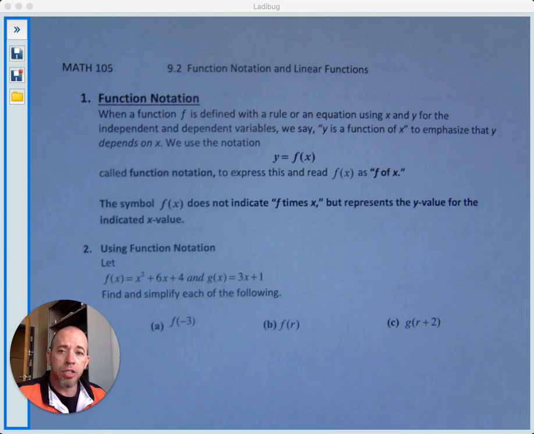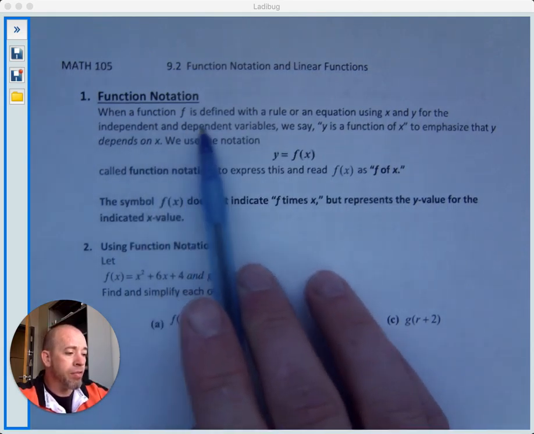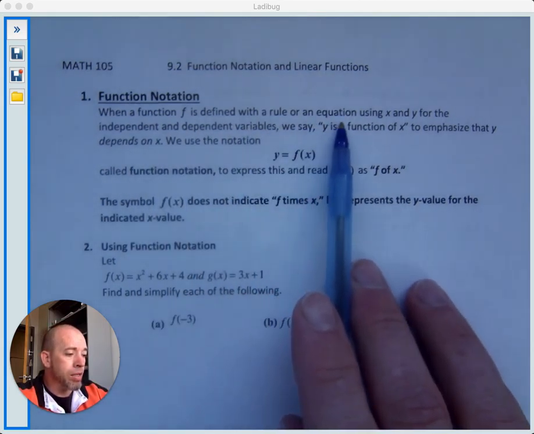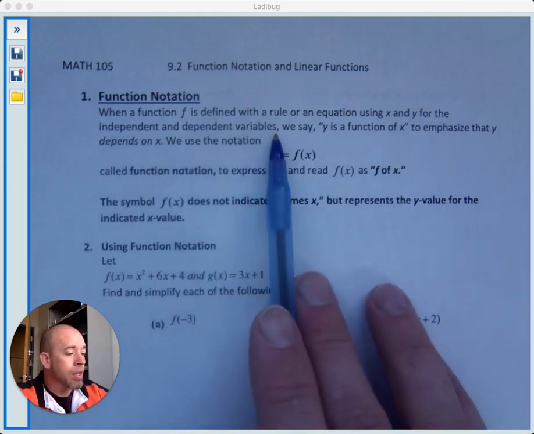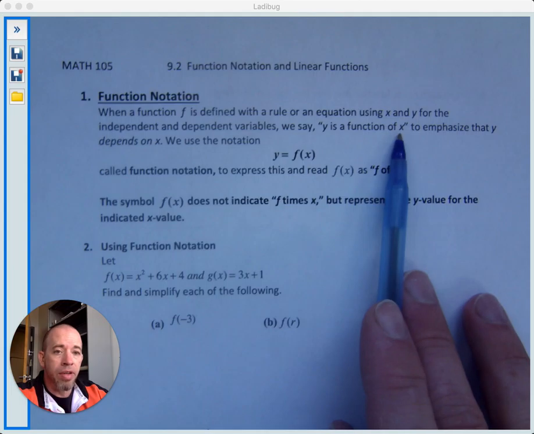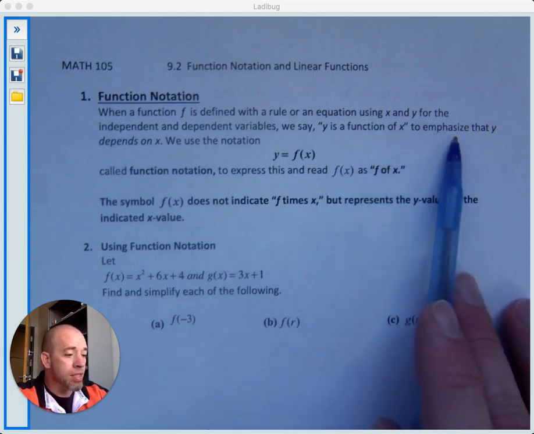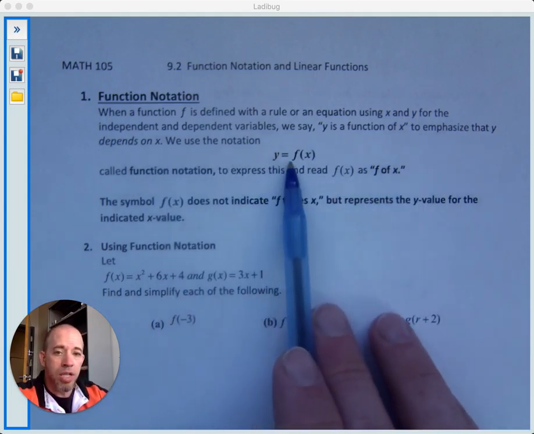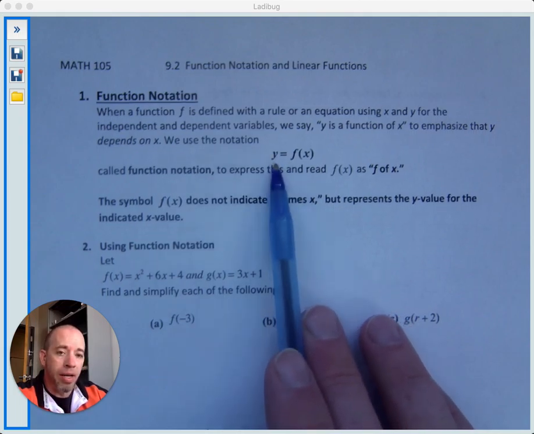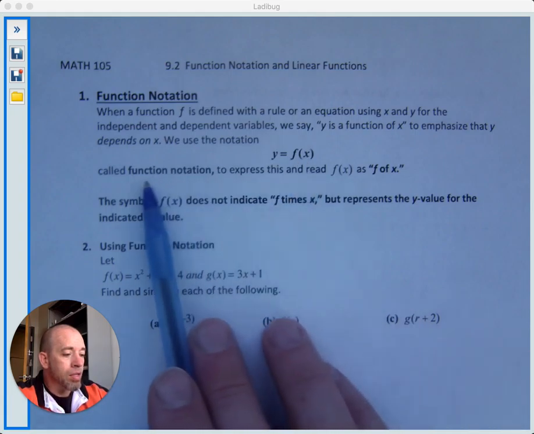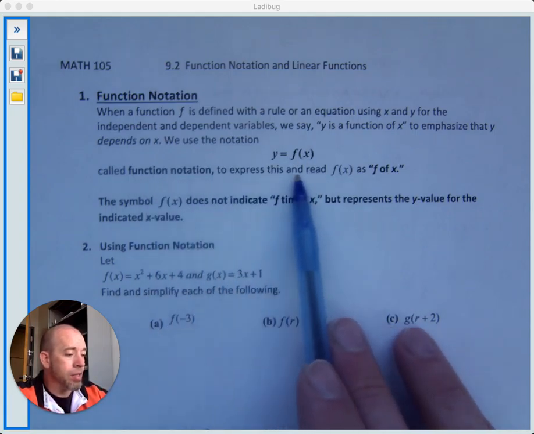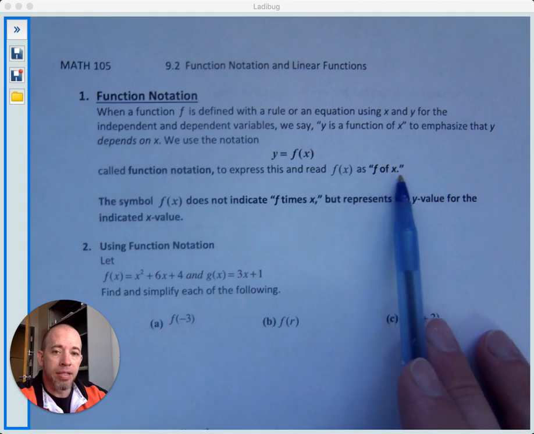So first of all, function notation. Something you're probably all a little bit familiar with, but it's a good review. When a function f is defined with a rule or an equation using x and y for the independent and dependent variables, we say that y is a function of x. To emphasize that y depends on x, we use this notation. Instead of using the y, we use an f of x. It's called function notation. Again, it's read as f of x.